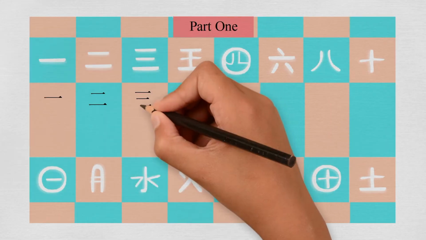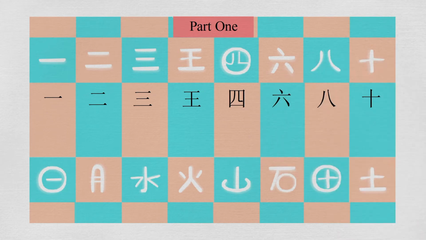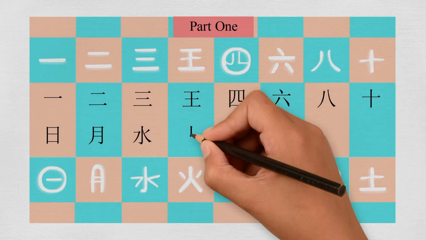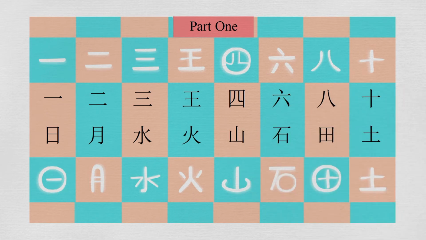1, 2, 3, king, 4, 6, 8, 10, sun, moon, water, fire, mountain, stone, field, and soil. Let's keep going, should we?